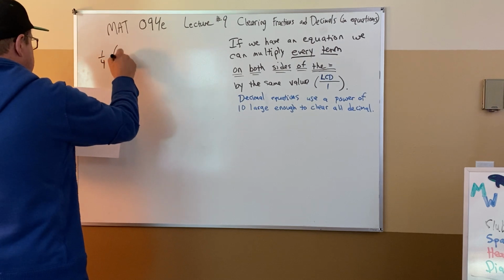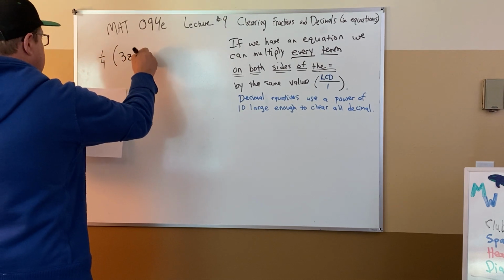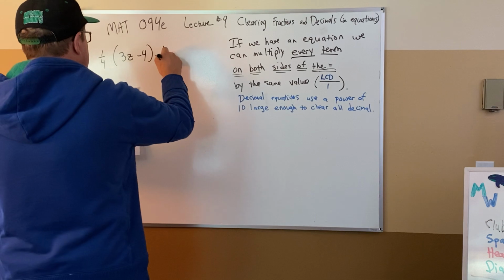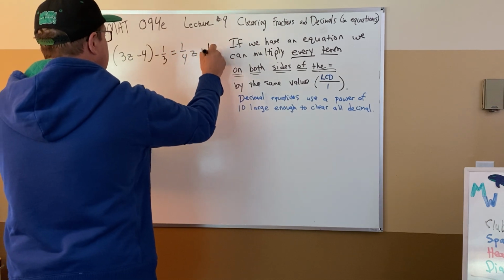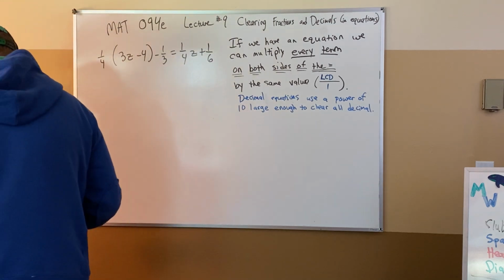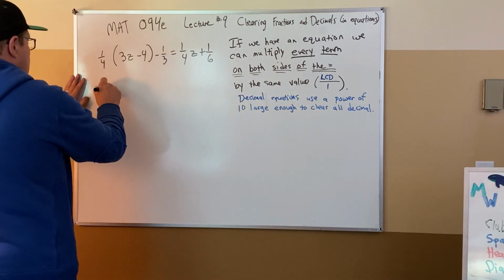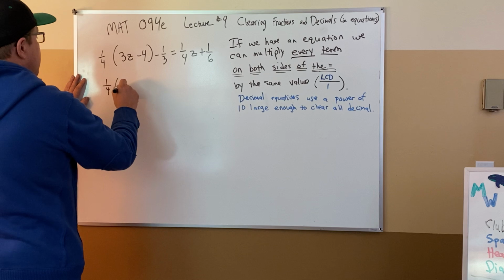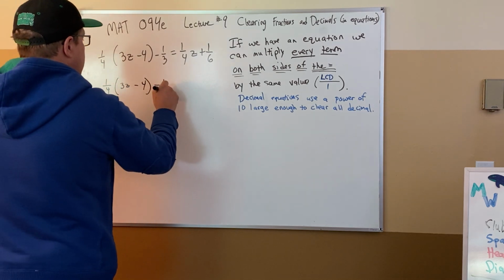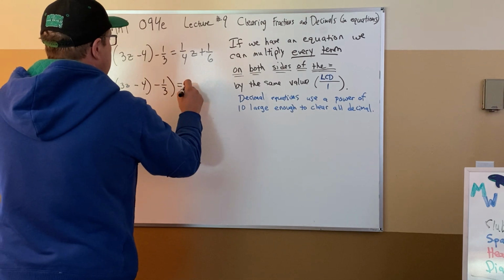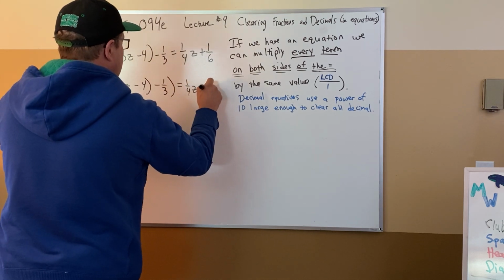1/4 in front of parentheses with 3z minus 4 minus 1/3 is equal to 1/4 z plus 1/6. Okay, I'll write it again. 1/4 times parentheses 3z minus 4 minus 1/3 equals 1/4 z plus 1/6.